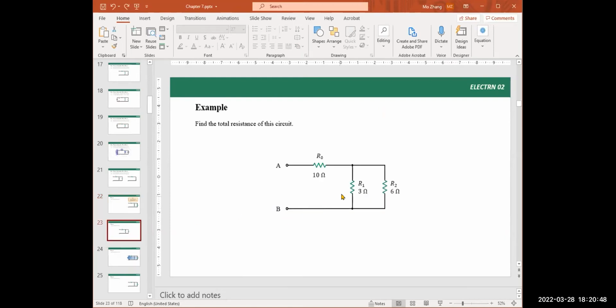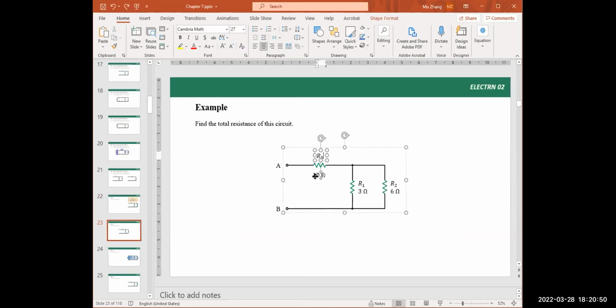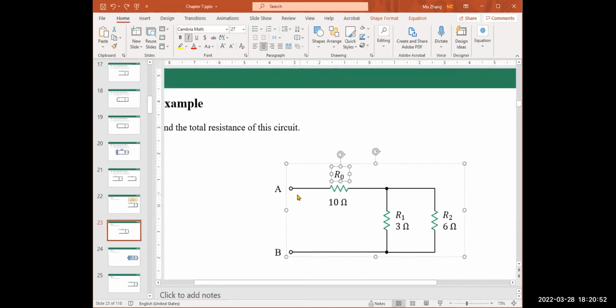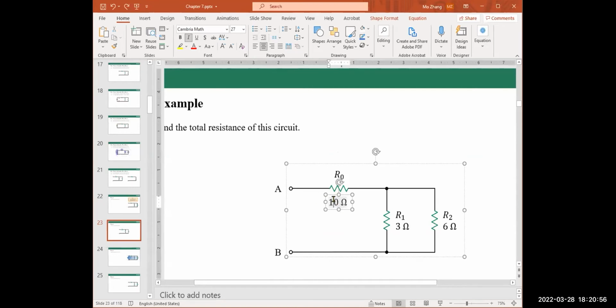So this is the circuit. R0, the resistor connected to the voltage source, in the main branch is 10 ohm. R1 is 3 ohm. R2 is 6 ohm. By the way, this is just additional information: 10 ohm, even 100 ohm, I consider a relatively small resistor.